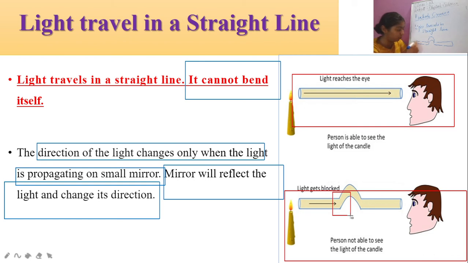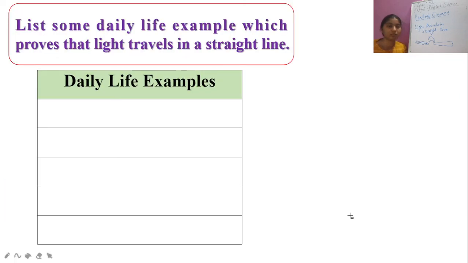So if you block the light path, light will not change its own direction, right? So you have to change its direction, so you have to use a mirror, but here we don't use a mirror in this cylindrical sheet, right? So we do not get the light from the source, that is, whether the candle is burning or not in that direction, that's why.